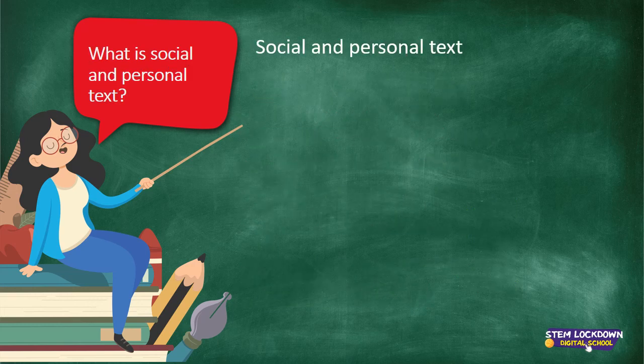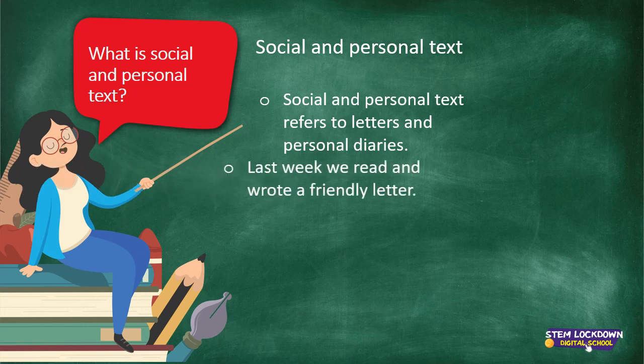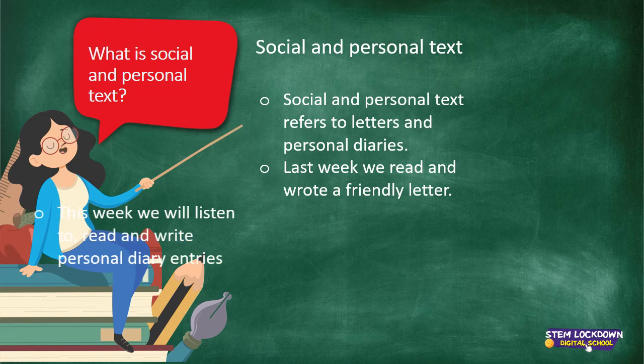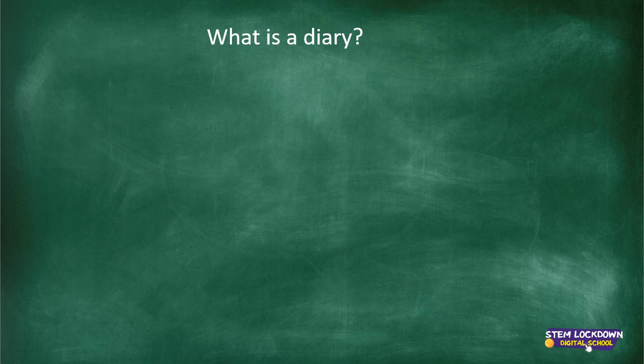So you heard me mention the word social text. Social and personal text, they go together. What is meant by social and personal text? Social and personal text refers to things like letters and personal diaries. So last week we read and wrote a friendly letter. This week we will listen to, read and write personal diary entries.